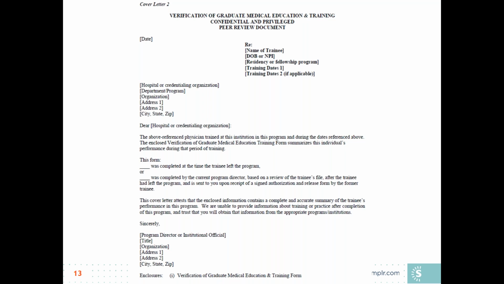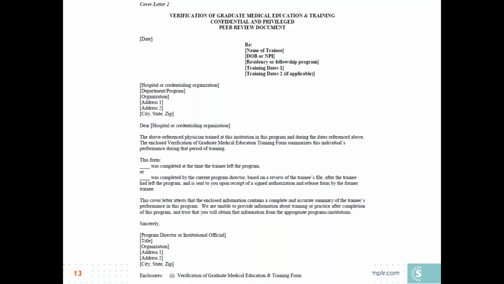So when this first came out in 2016, they decided that at the time the trainee completed the program, this form would be completed one time, and the form goes on for a couple more pages that has the assessment on it. And they would complete it one time and put it in the file.